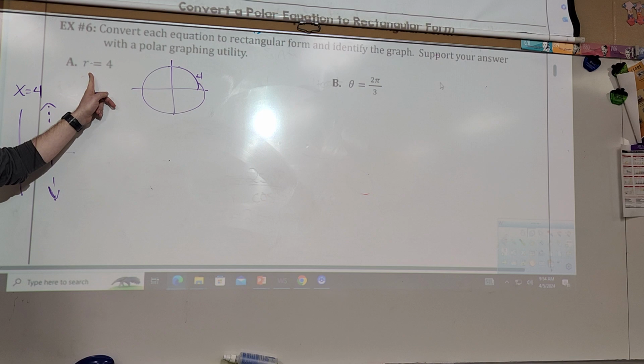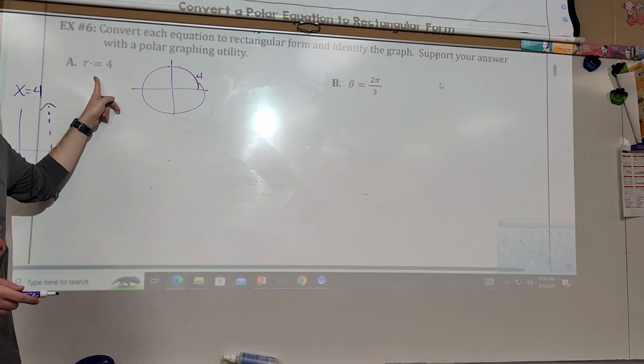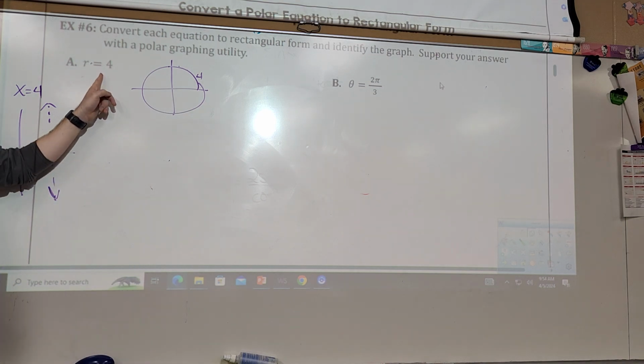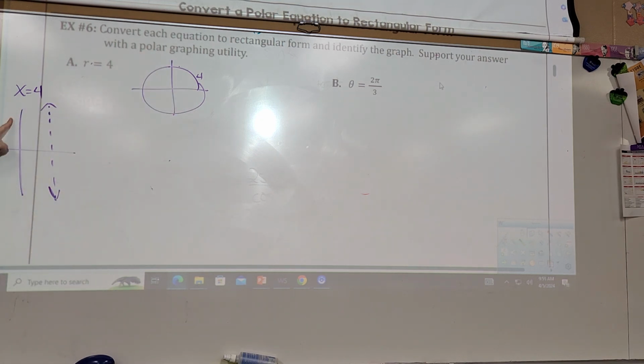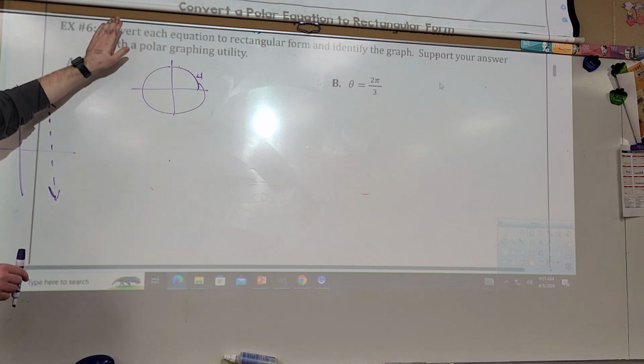Is there anywhere to plug in a theta in this? I'll show you. You have to change windows to get it. There's some, but your radius is always 4, and your theta is everything. It's kind of like y is everything, and x is only 4. So now, can I write this in rectangular form?